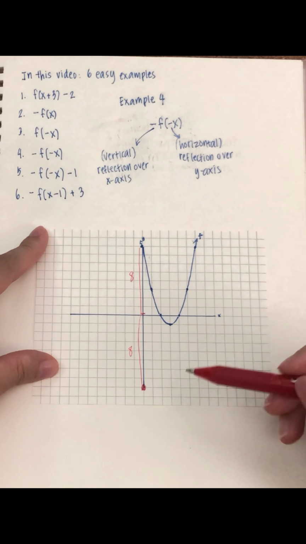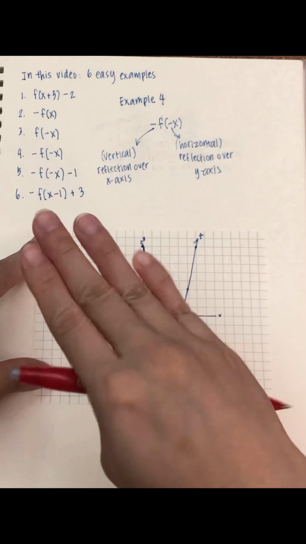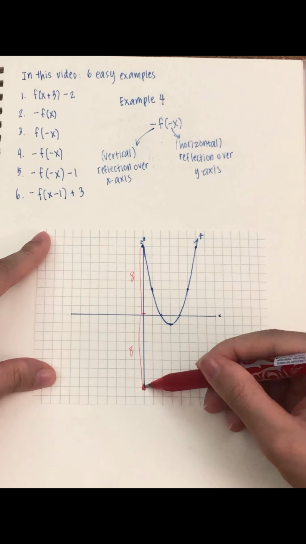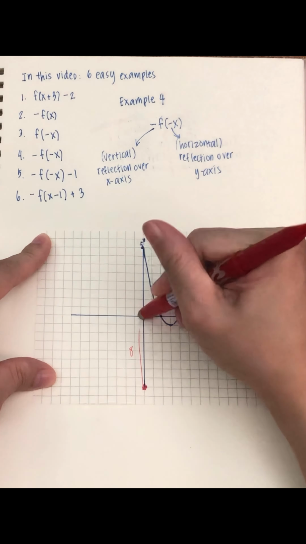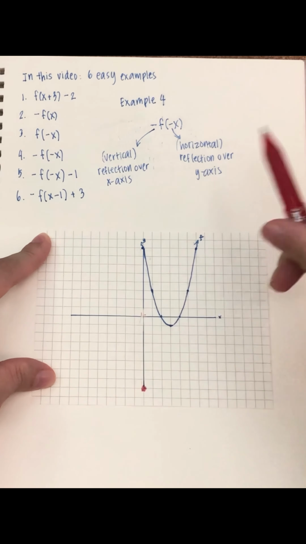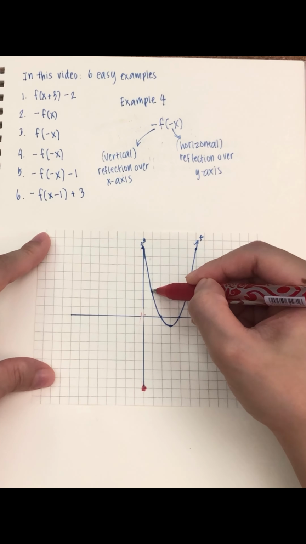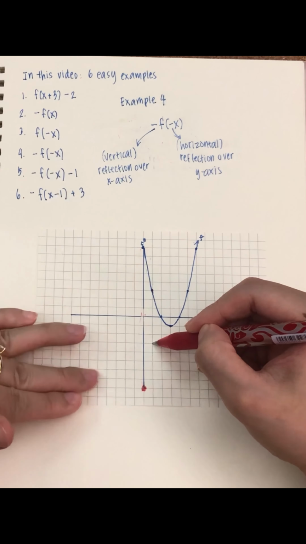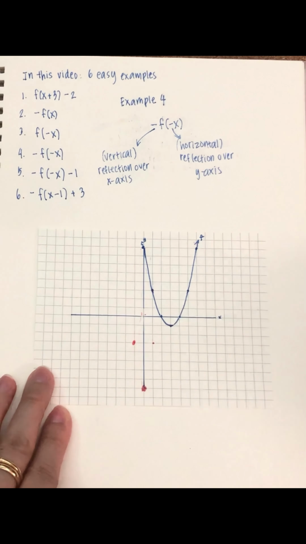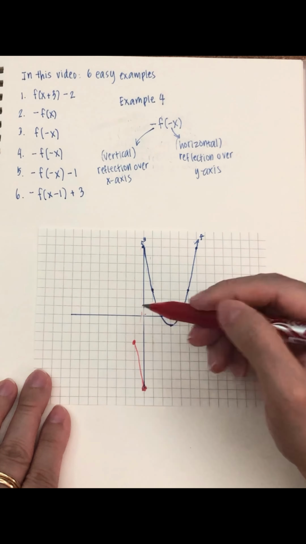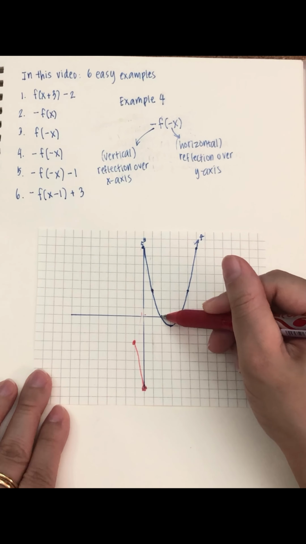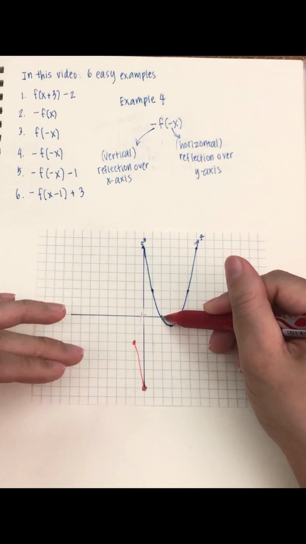Since it is on the y-axis, its horizontal reflection is itself. Okay. Next, this point reflects over the x-axis and then over the y-axis. Get it? So this point is itself. Then we reflect over the y-axis.